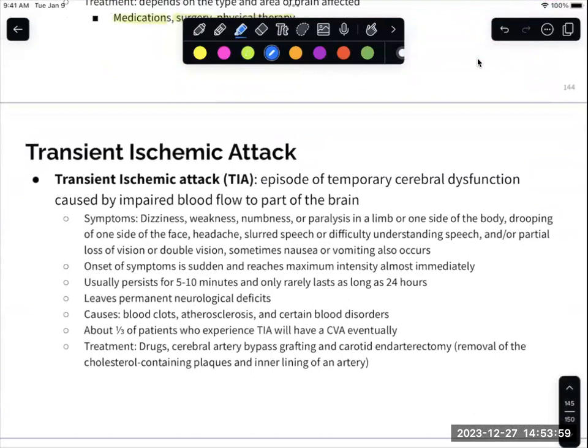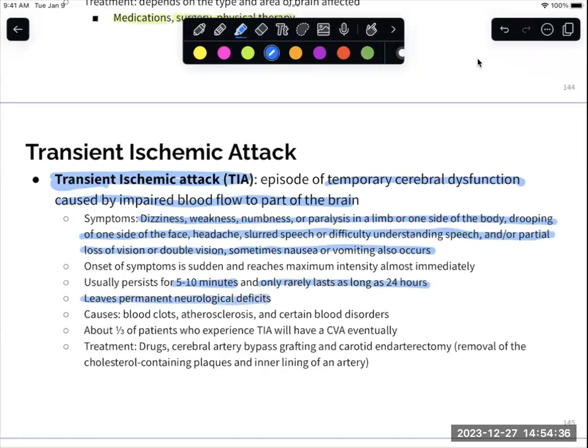Again, that transischemic attack, I already mentioned what it was. So it's that temporary cerebral dysfunction because of an impaired blood flow. These people are weak, dizzy, numb, may have paralysis on one side of the body, drooping of one side of their face, headache, slurred speech, difficulty understanding speech, partial loss of vision, double vision, nausea, vomiting. These symptoms only last 5 to 10 minutes. It's very rare for them to last up to 24 hours. There usually are some permanent neurological defects, but it's not as bad as a stroke.